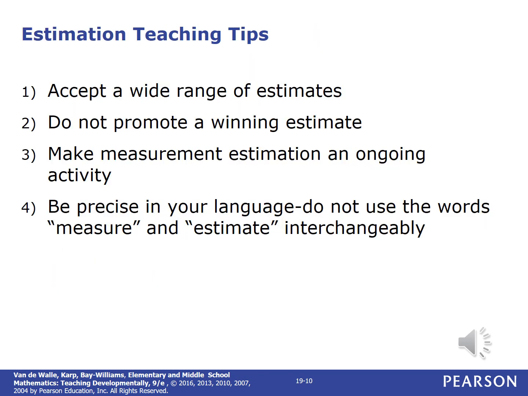There are a couple of teaching tips that I really want to stress, and some of them might be contrary to what you've encountered in the past. First, you need to accept a wide range of estimates. We're telling students to estimate, so it's not going to be exact. So you need to broaden the scope of what you're going to accept so that students don't feel that the overall goal is precision, but rather accuracy. You don't want to promote a winning estimate because that can discourage students, and it really does put the emphasis on precision rather than just having a range.